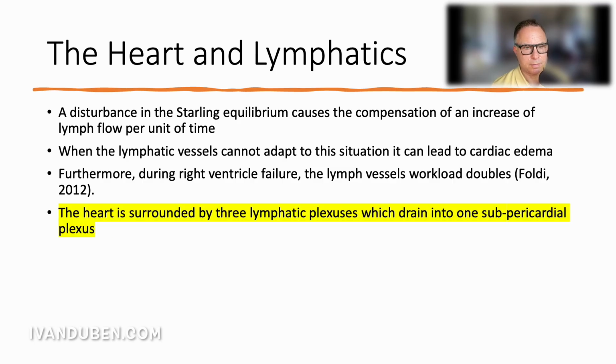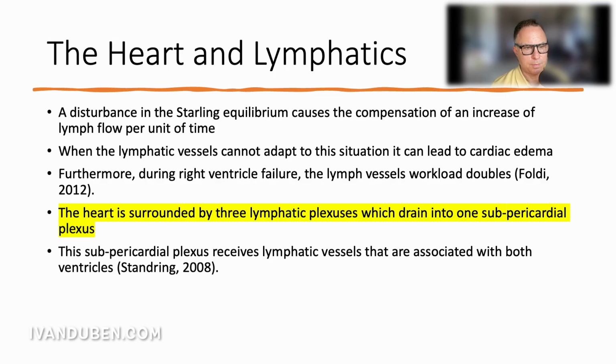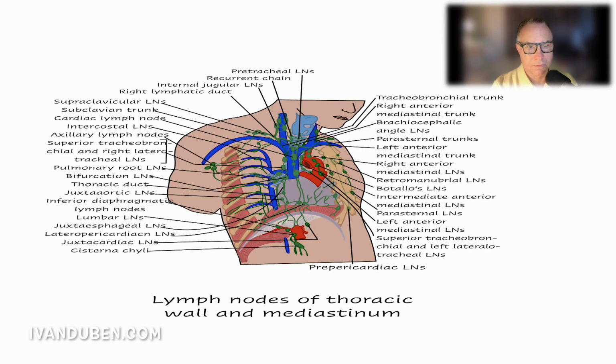The heart is surrounded by 3 lymphatic plexuses, which drain into one subpericardial plexus. The subpericardial plexus receives lymphatic vessels that are associated with both ventricles. So, looking at an image of the mediastinum, we try and appreciate how the lymphatics move from superficial to deep.